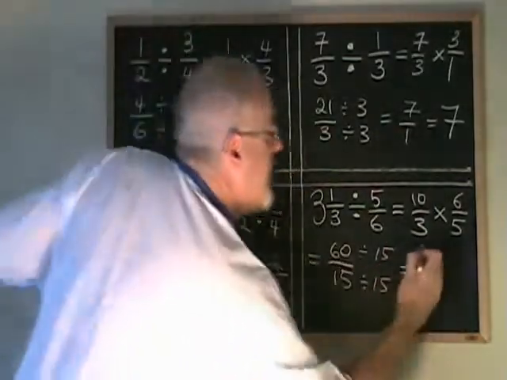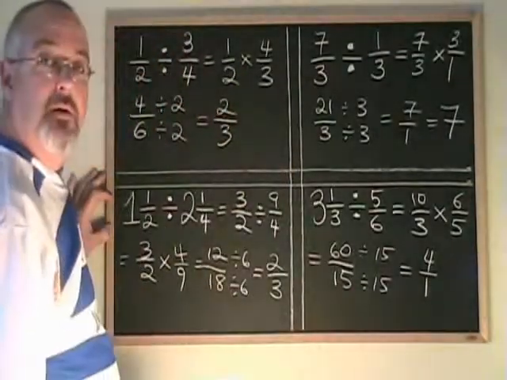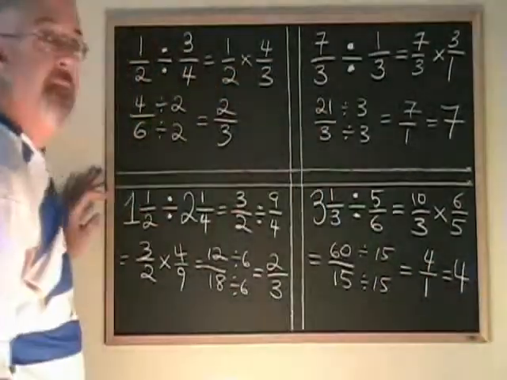60 divided by 15 is 4. 15 divided by 15 is 1. My final answer is 4/1, which is equal to 4.